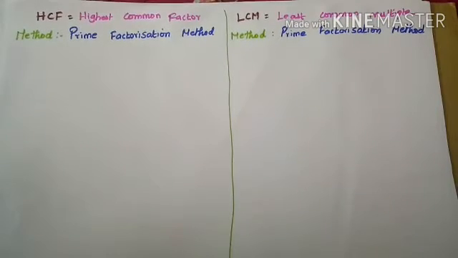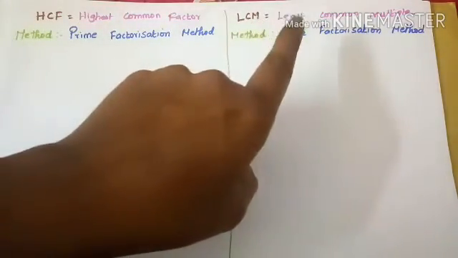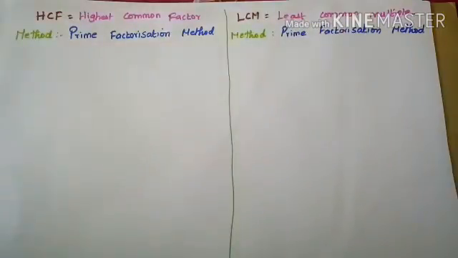Today I am going to explain the HCF and LCM. What is HCF? HCF means highest common factor. LCM means least common multiple. So how to find the HCF and LCM for the numbers using prime factorization method? I will explain.